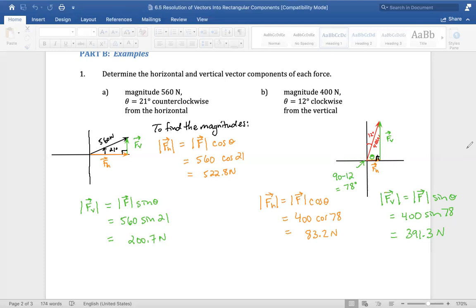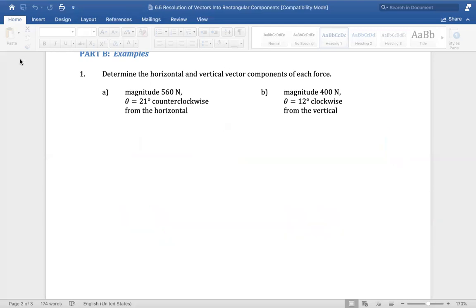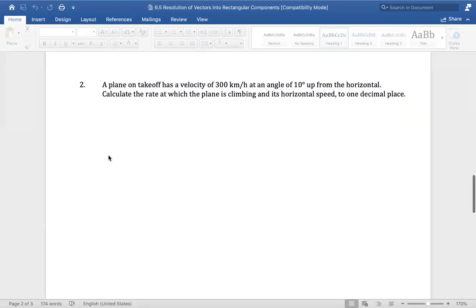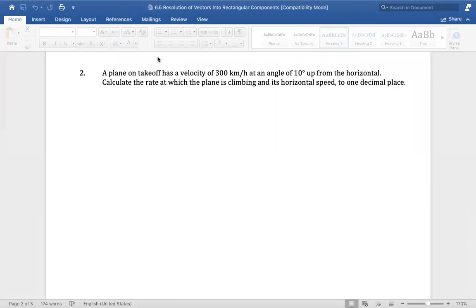Okay, let's look at example 2. A plane on takeoff has a velocity of 300 kilometers per hour, so there's my magnitude, and at an angle of 10 degrees up from the horizontal. So there's my direction. Calculate the rate at which the plane is climbing and its horizontal speed to 1 decimal place, it's saying.